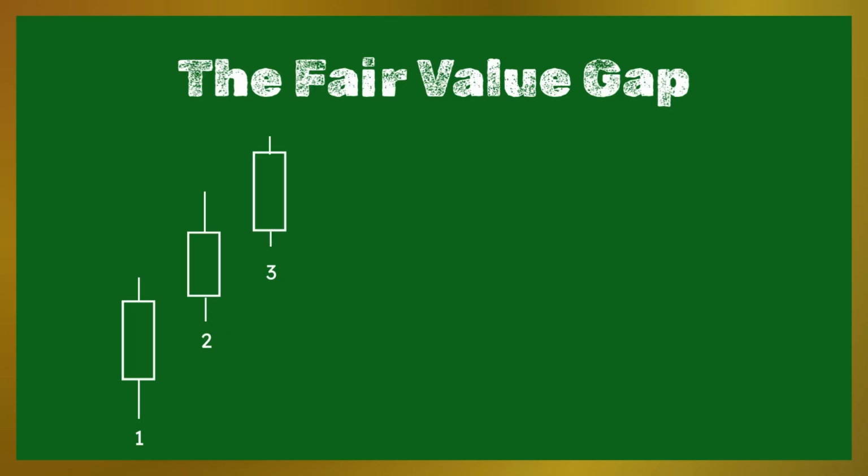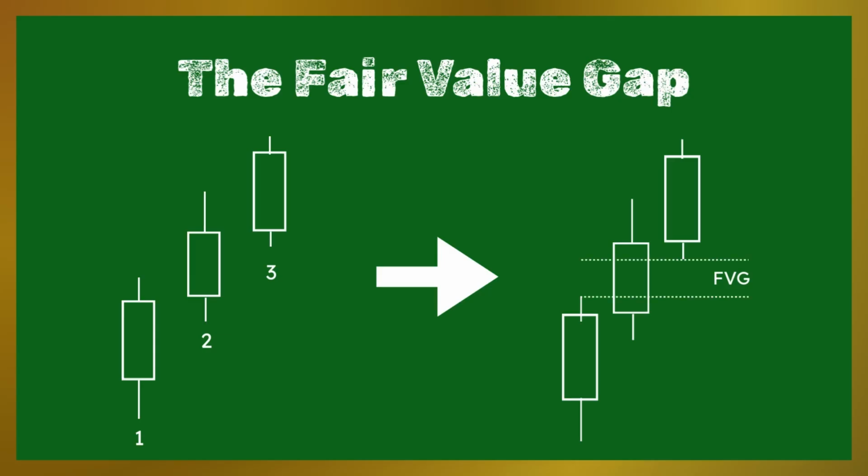Fair value gaps are a three candlestick pattern. We can see that in the diagram above. If you look closely, candle 1 and candle 3, their wicks do not overlap each other, creating a sort of gap in candle number 2. This creates what's called the fair value gap. It's assuming that price is going to come back to it at some point and fill it up.